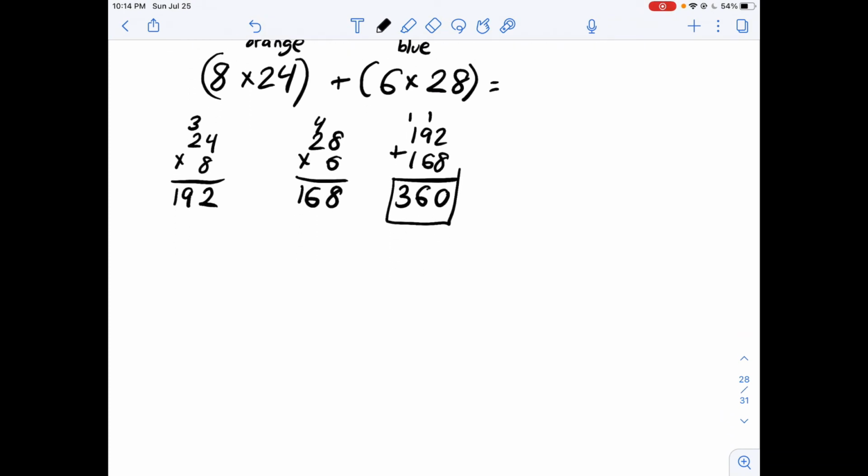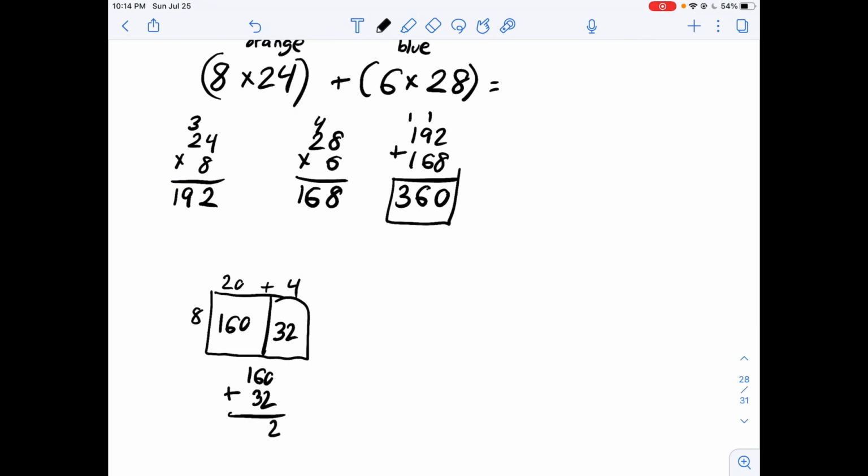Okay, I'll show you now an alternative method if you haven't learned the algorithm. You can use an area model. So for 24 times 8, we can use an area model. Here's 20 plus 4. We break it up by place value times 8. So we're going to do for this box, 8 times 20, 8 times 20 is 160. 8 times 4 is 32. Add 160 plus 32, and we get 192 orange erasers.